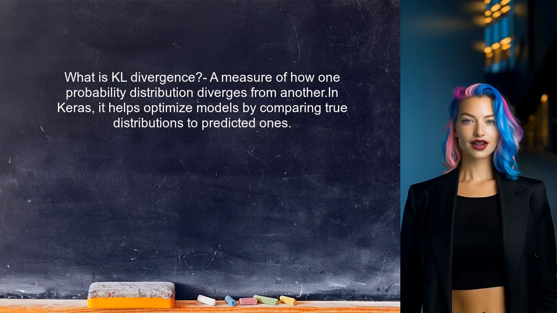So, what exactly is KL Divergence? It's a measure of how one probability distribution diverges from a second expected probability distribution. In Keras, the KL Divergence loss function is defined to help optimize models by comparing true distributions to predicted ones.